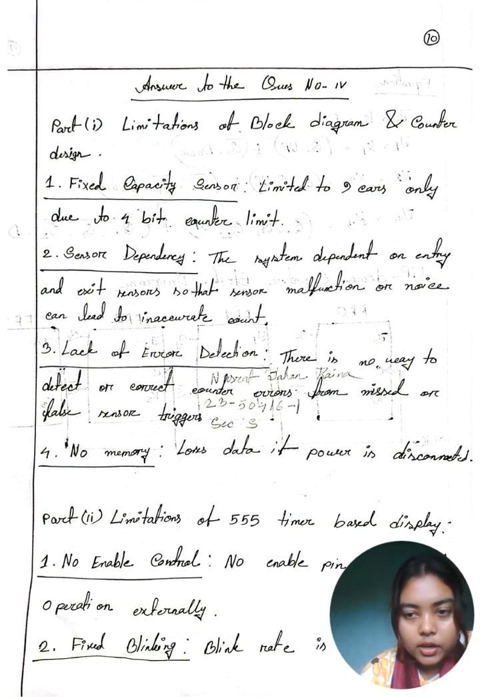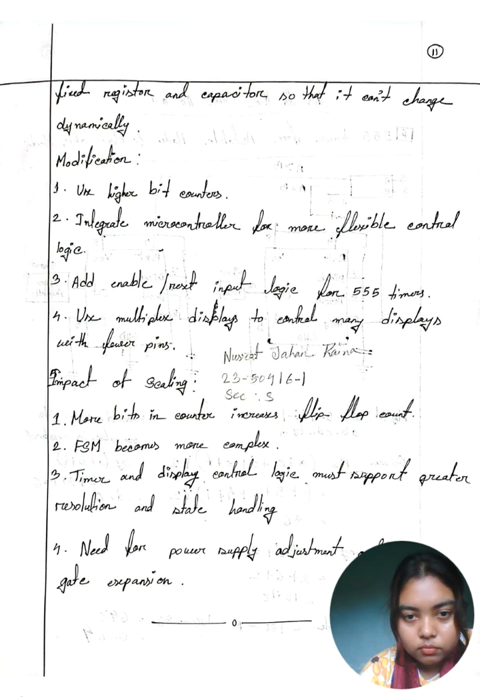Here are also modifications that are suggested. Use higher bit counters, integrate a microcontroller for more flexible control, add enable or reset input logic for 555 timers, use multiplexed displays. Impact of scaling: more bits in counters increase flip-flop count. The FSM becomes more complex. Timer and display logic needs to support greater resolution, and state handling requires power supply adjustment and logic gate expansion.